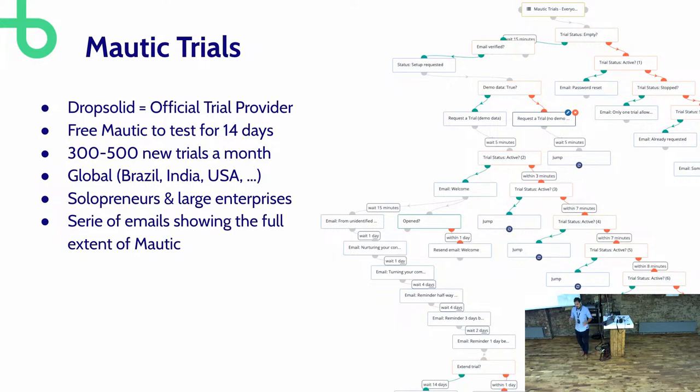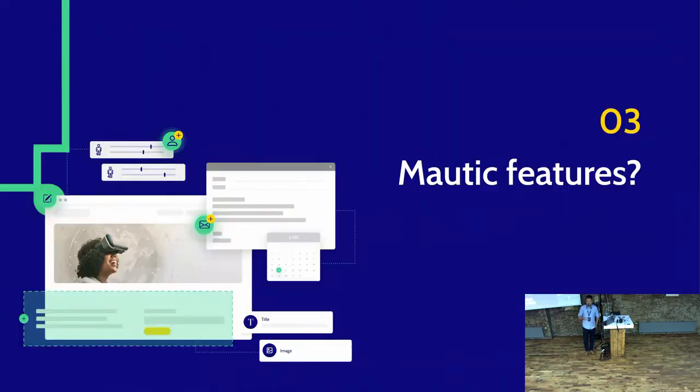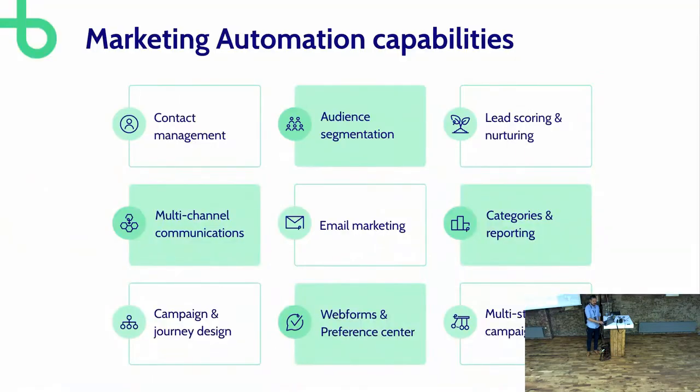We see that Mautic is being used from solopreneurs, one-man shops, all the way to the largest enterprises. So it's pretty broad, and they're all using it for different reasons. But what is it like? Let's dive a little bit deeper into the features.